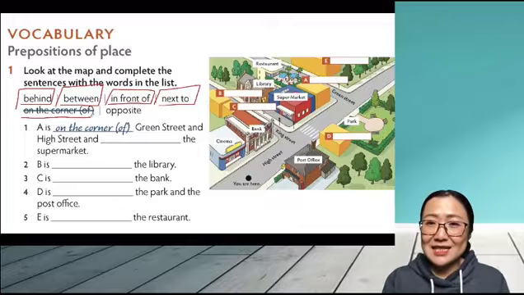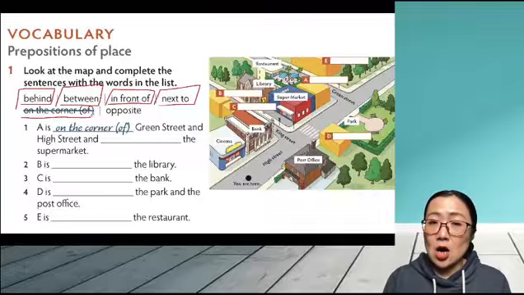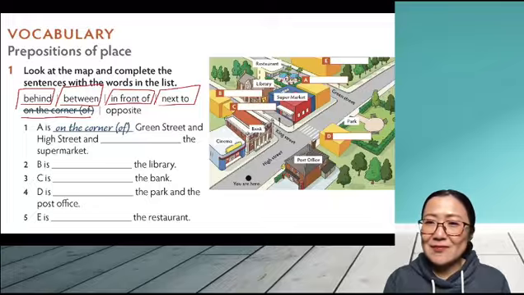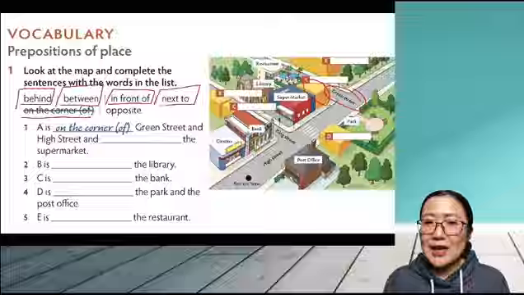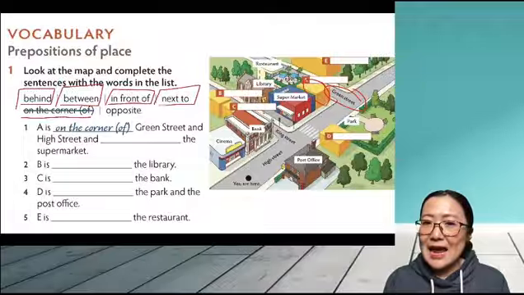Okay, now we can take a look at the picture and we can write the correct positions at these places. So, number 1. A is on the corner of Green Street. So where is Green Street? Yes, Green Street is here, right? So we can say A is here. So it's on the Green Street and High Street.